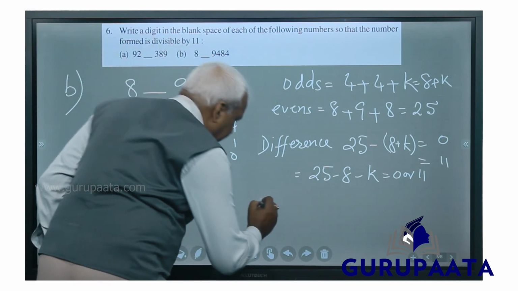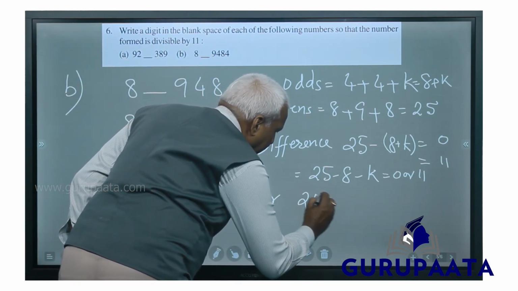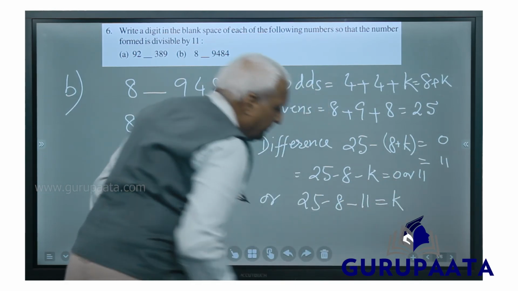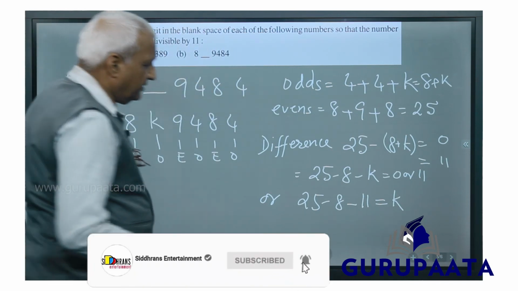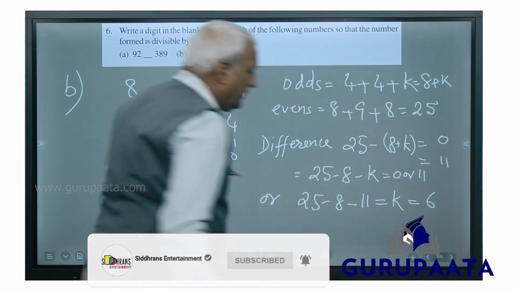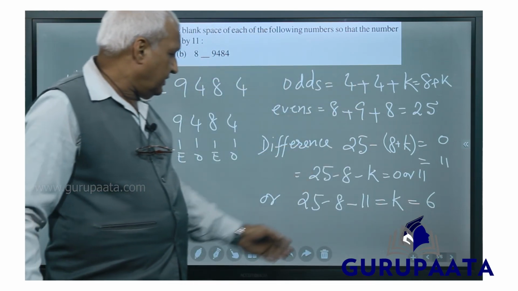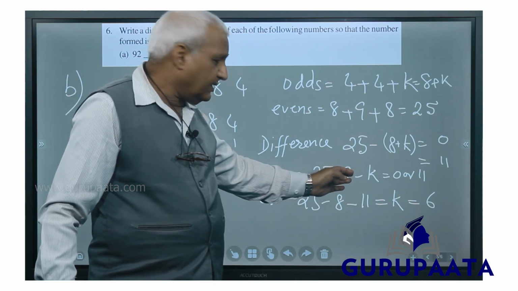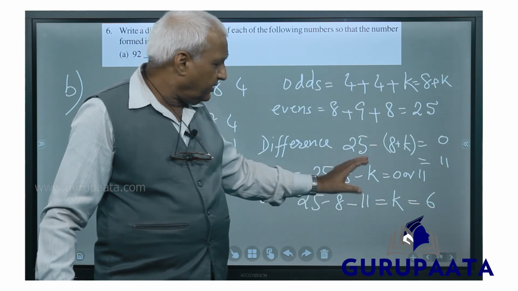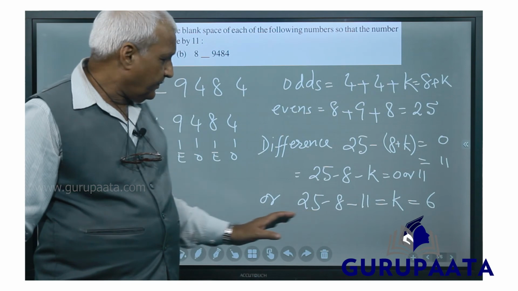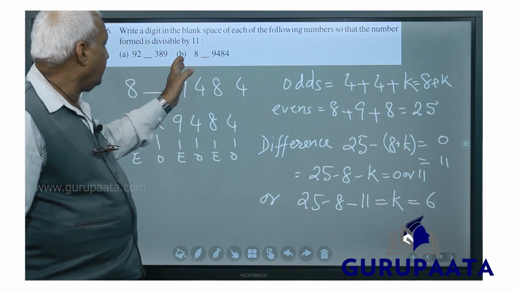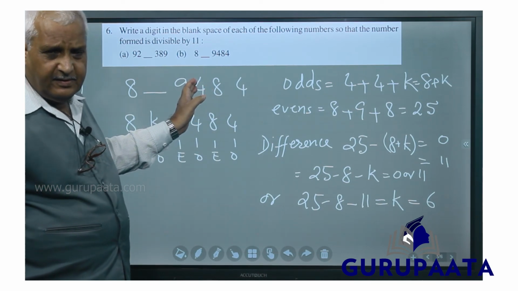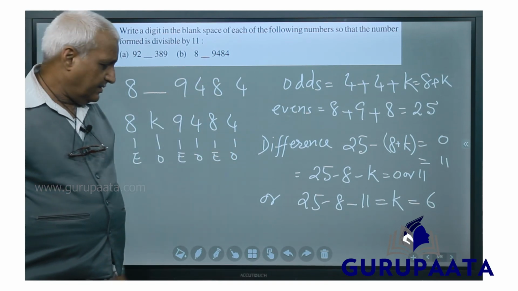Or we can write, or, 25 minus 8 minus 11 is equal to k. If you do this one, this will give you the answer 6. As far as 0 is concerned, if we do it for 0, something will come that will not give you the correct answer. So, we will not consider 0. This is the answer. So, the answer for B is 6. And with this, we have finished your exercise. We will start the next exercise in the next class.